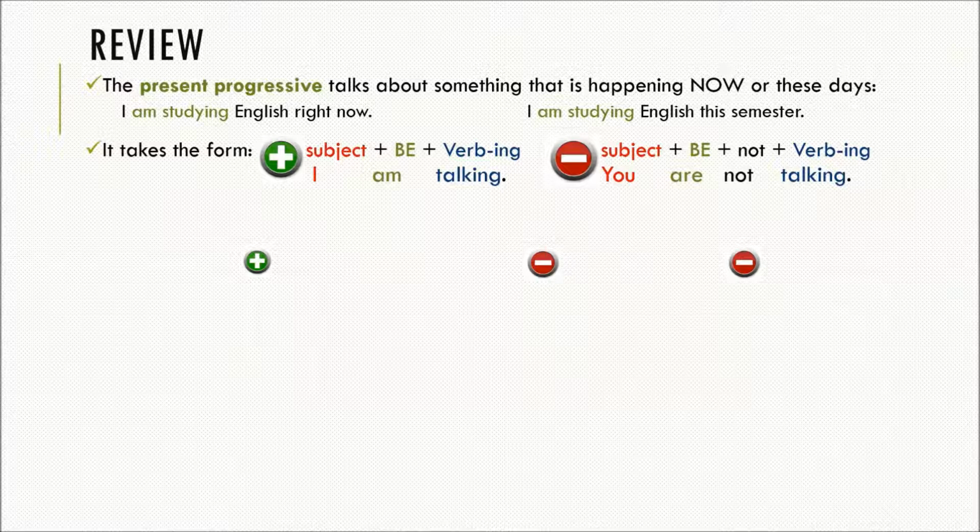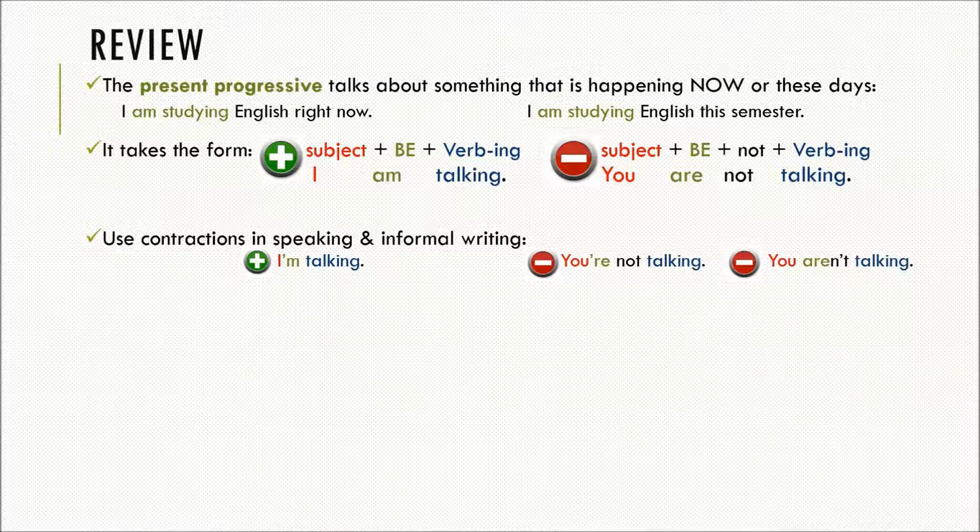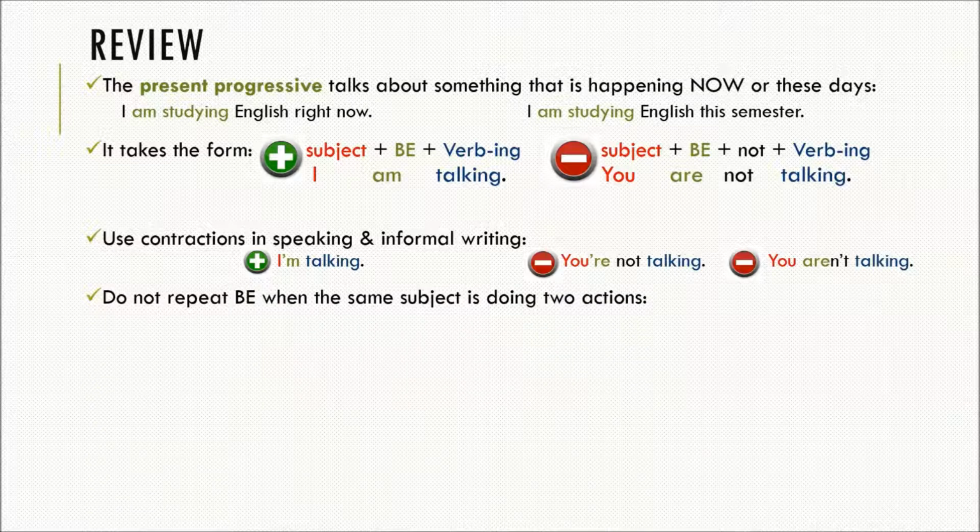You are not talking. Remember, use contractions when you're speaking or in informal writing. I'm talking. You're not talking. You aren't talking. Remember, the contraction forms for all of the subject pronouns have two options, except for first person singular I. There is only one option for a contraction. I'm not talking. Do not repeat be when the same subject is doing two actions. The man is reading the newspaper and listening to the radio.